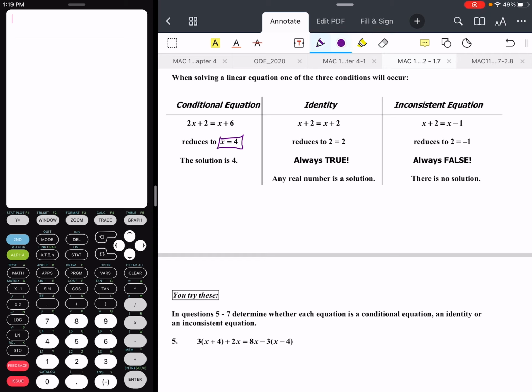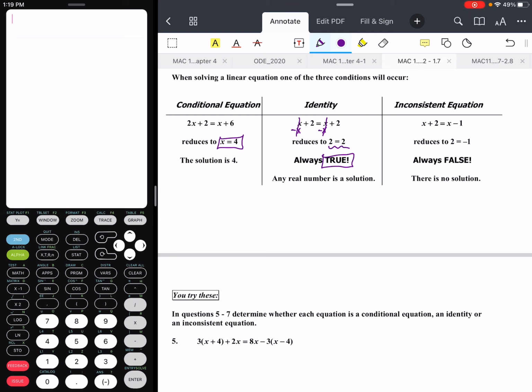Then we have equations that we call an identity, where it's true basically no matter what. x can equal all real numbers. Any real number would be a solution. So x plus 2 equals x plus 2. If you think of it as solving your equation, and you tried to subtract x from both sides, you would end up with this equation, 2 equals 2. Obviously, there's not a variable in there. 2 equals 2, that's a true statement.